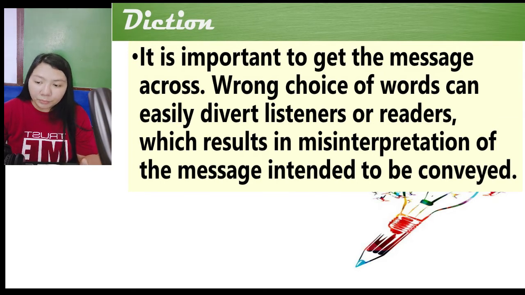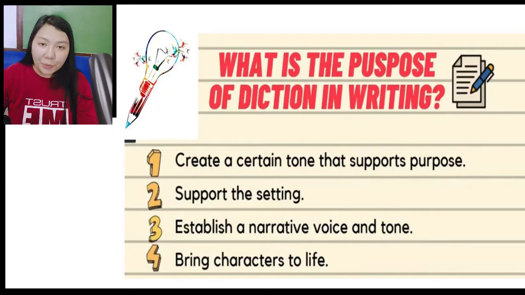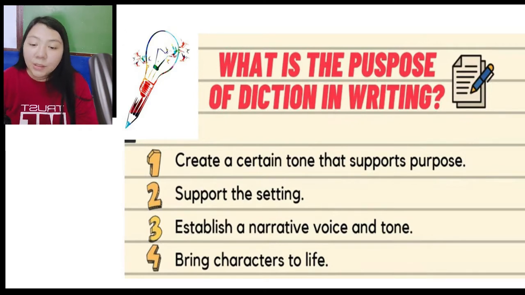conveyed. So what are the purposes of diction in writing? Number one, to create a certain tone that supports purpose. So our choice of words can actually help us to convey our message, our theme, our objectives in writing clearly. What else? It supports the setting. Okay, the choice of words supports the kind of place wherein your story revolves.